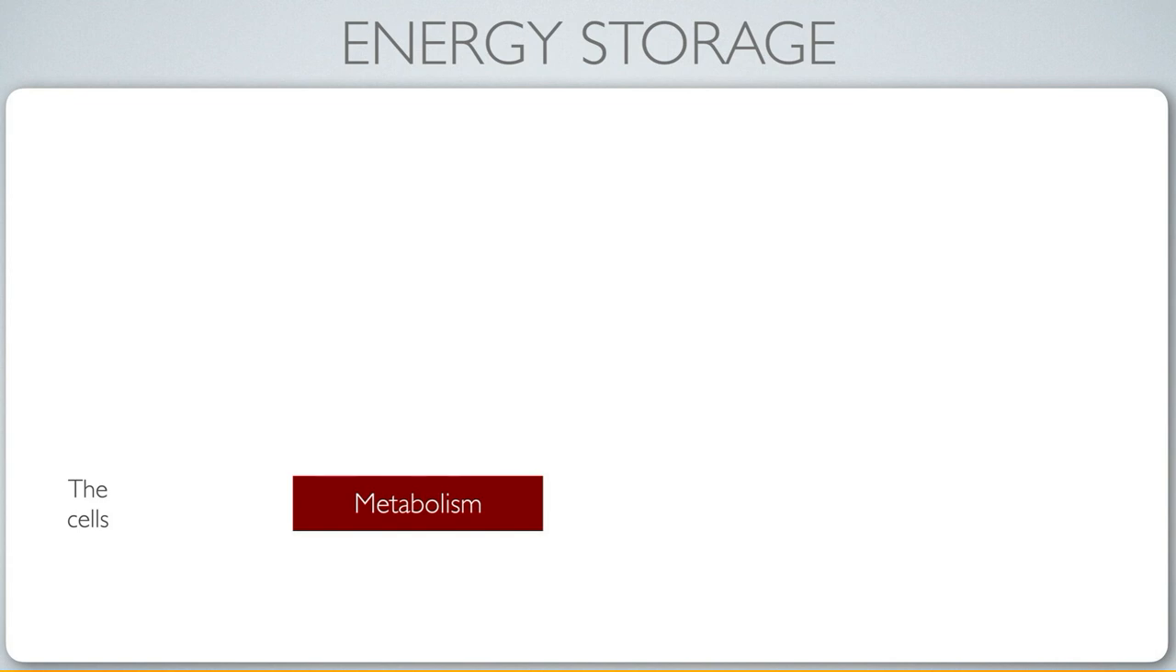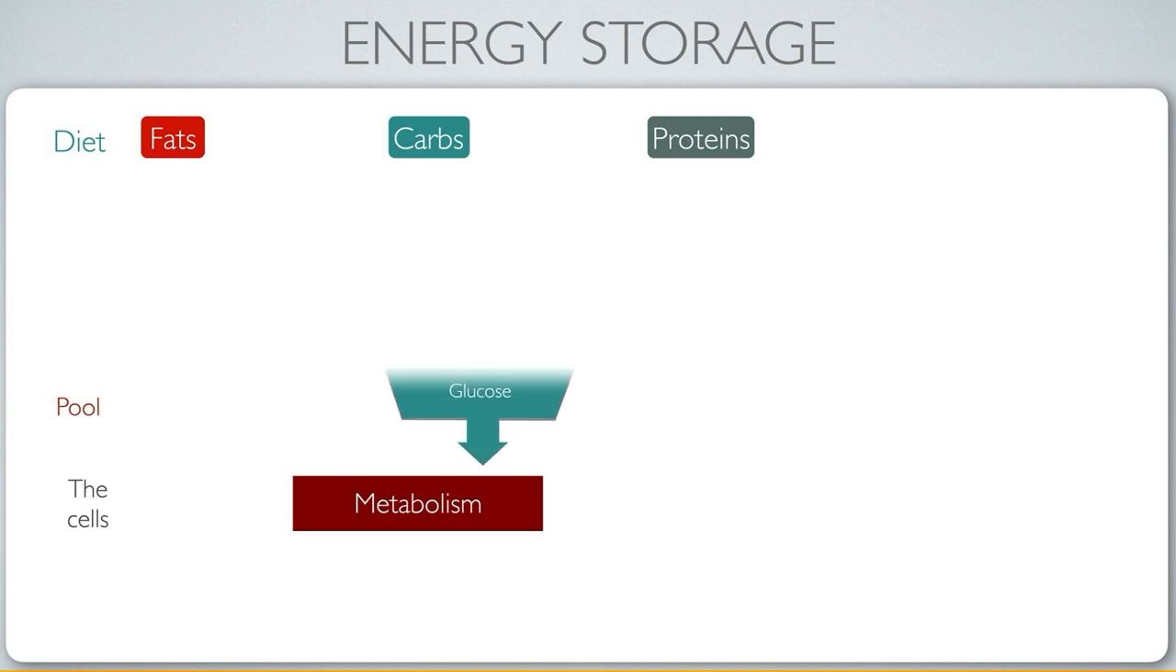Well, initially it begins with our diet. We eat fats, carbohydrates, and proteins. Fats are the most energy rich. And then we break down those molecules and either circulate them through the bloodstream or store them away. So what's in the bloodstream we can think of as being a pool of energy, like glucose. Glucose will circulate through the bloodstream, and then you'll find glucose distributed throughout the body within the cells.